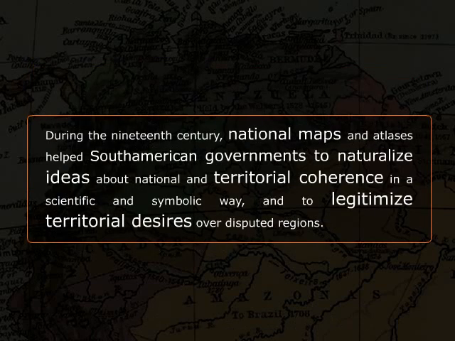During the 19th century, national maps and atlases helped South American governments to naturalize ideas about national and territorial coherence in a scientific and symbolic way, and to legitimize territorial desires over disputed regions.